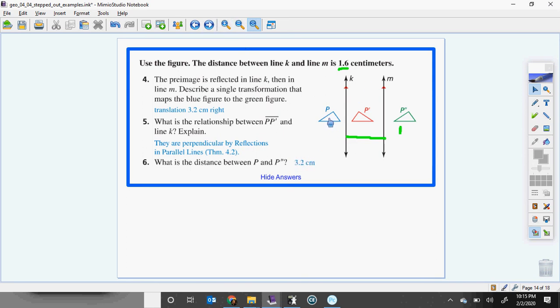And it says, how would I get from just the blue one straight to the green one? Obviously, they reflect about the line K to get the red one, and then reflect about the line M to get the green one. But if I want to skip the one in the middle and go straight from blue to green, I could translate right 3.2 centimeters, because the distance from here to here is 3.2 centimeters. I get that by taking the distance between the two lines and multiplying by 2.